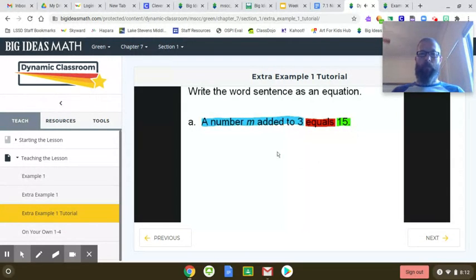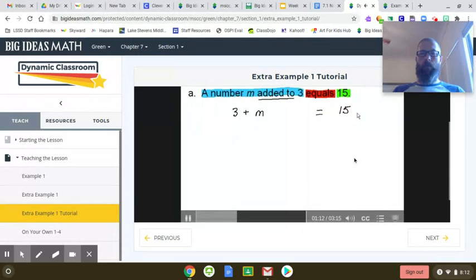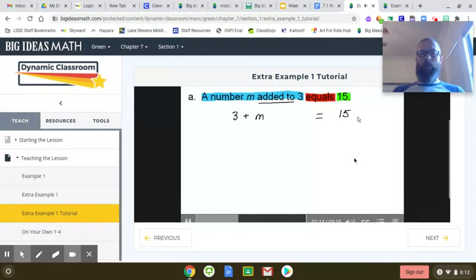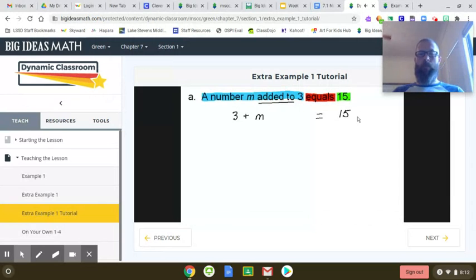Let's first look at the first expression, a number m added to 3. We have the variable m, which is added to 3. Added to means addition. Because m is added to 3, the 3 comes first, and then the plus sign. So m is added to 3. Then we have our equal sign, and the expression 15. So, an equation that represents this word sentence is 3 plus m equals 15.